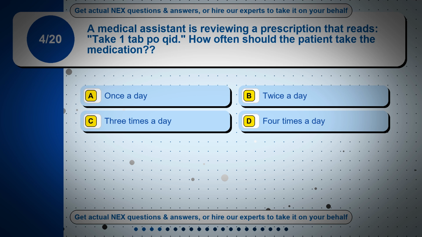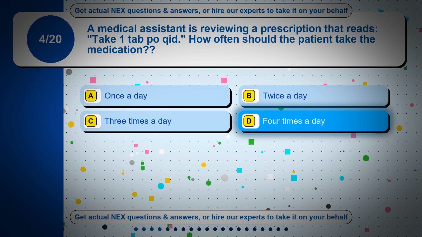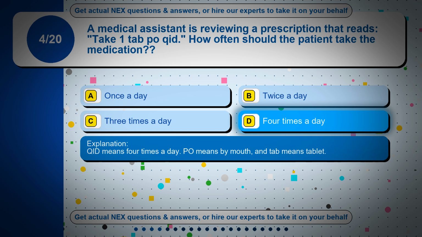Question 4. A medical assistant is reviewing a prescription that reads, "Take 1 tab PO QID." How often should the patient take the medication? Option A. Once a day. Option B. Twice a day. Option C. 3 times a day. Option D. 4 times a day. The correct answer is option D. 4 times a day. QID means 4 times a day. PO means by mouth, and tab means tablet.